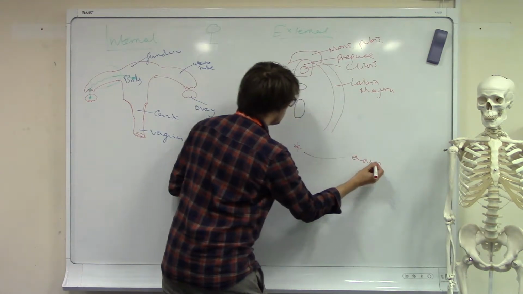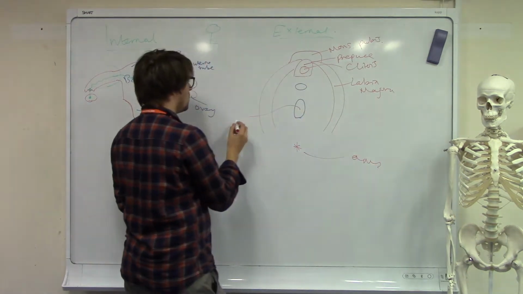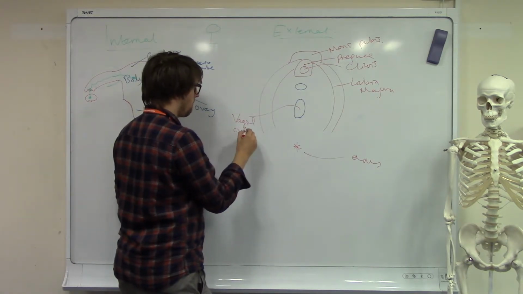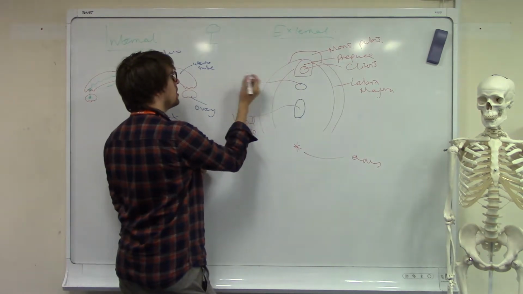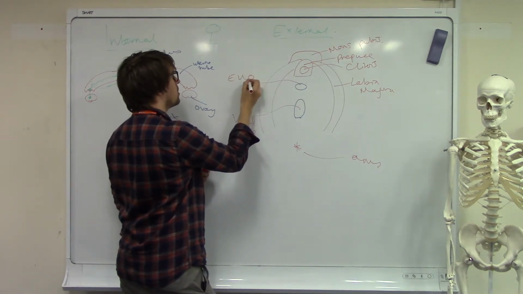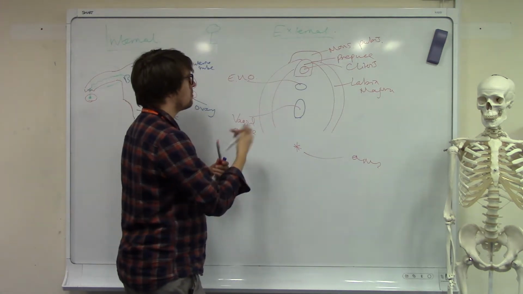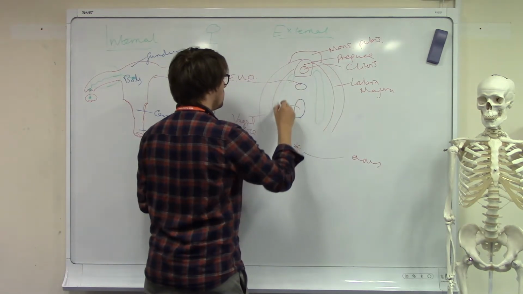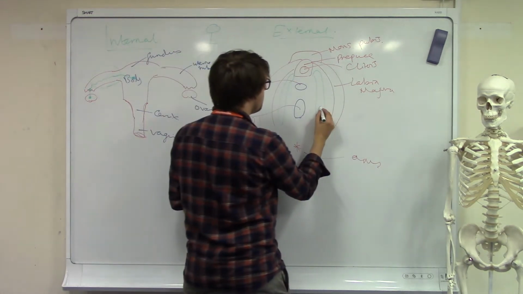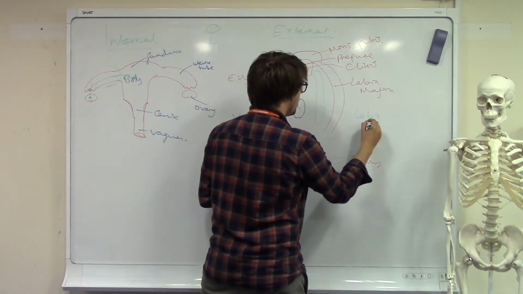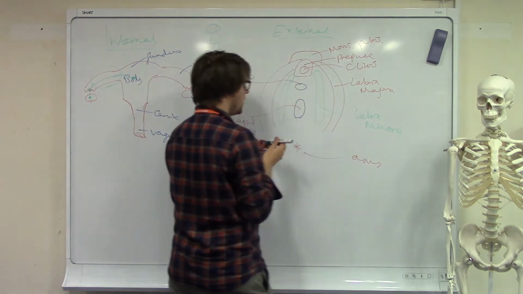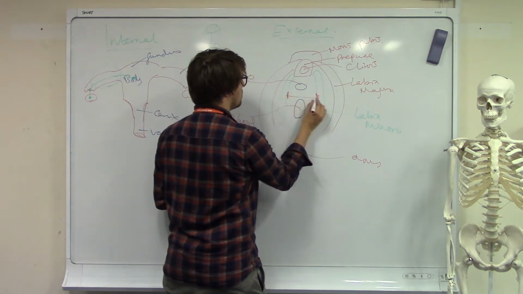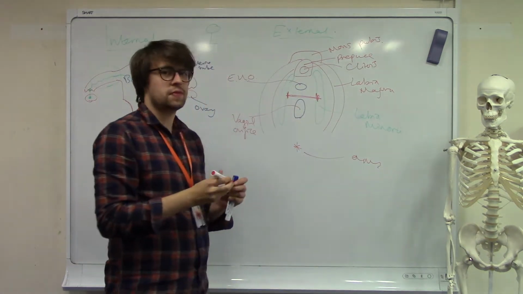We have the anus here. And then we have two orifices. This one is the vaginal orifice. And this one is the external urethral orifice. And then finally here we have folds of skin, fat, and neurovasculature called the labia minora. Now in between the labia minora is a space, a potential space, called the vestibule of the vagina. So that's flanked by both portions of the labia minora.